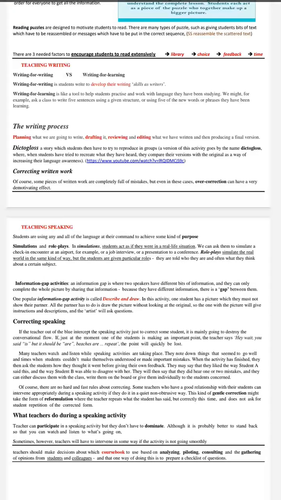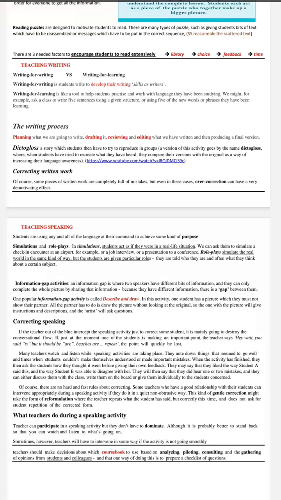Writing for writing is where students develop their writing skills as writers. Writing for learning is like a course to help students practice and work with language they have been studying. We might, for example, ask a class to write 5 sentences using a given structure, or using 5 of the new words or phrases they have been learning.